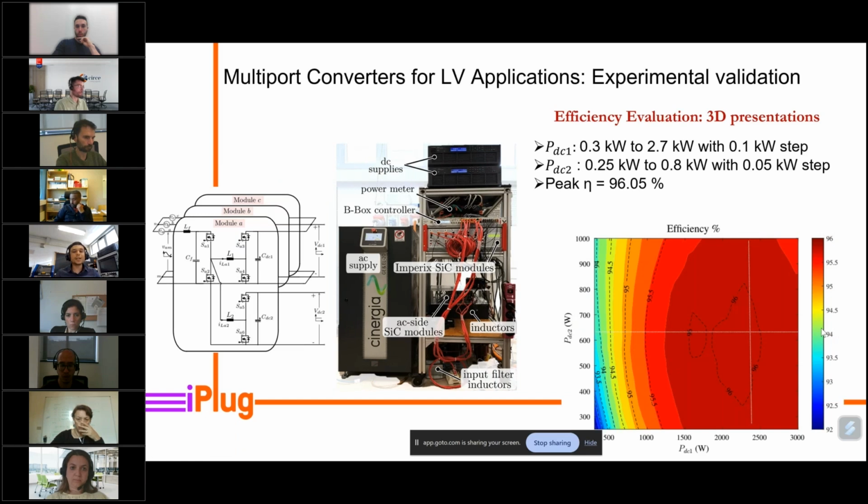We did also some efficiency evaluation. Of course, now as we have a 3-port converter, we need a 3D efficiency representation to show the whole spectrum of our converter. And even though we are using a rapid prototyping approach, we attained efficiency of almost 96%.